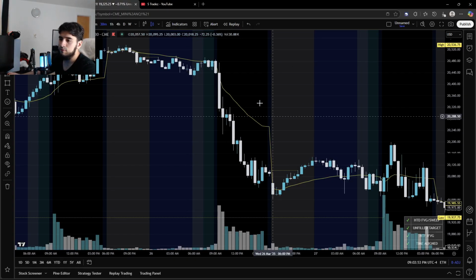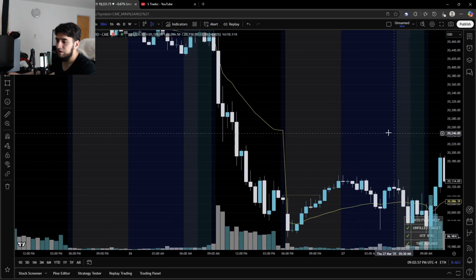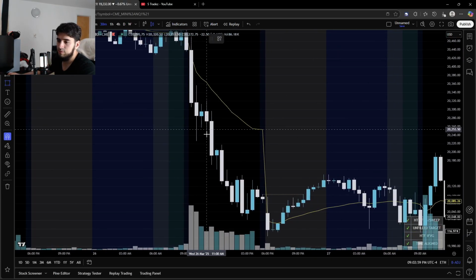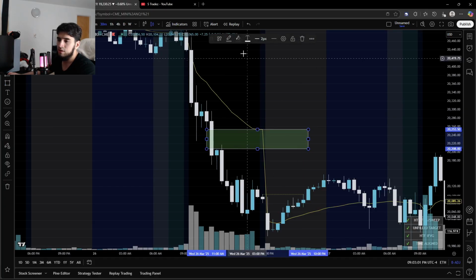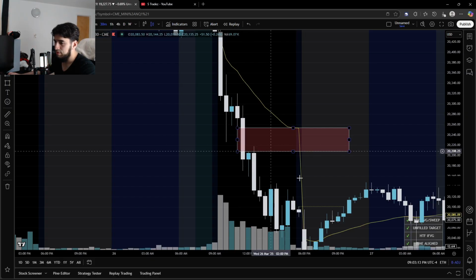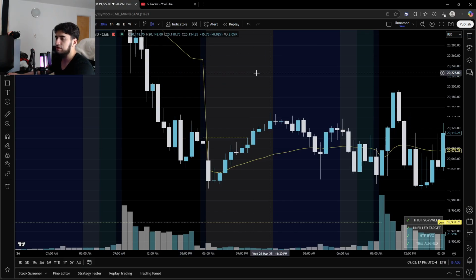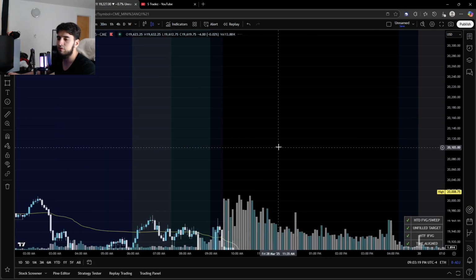So for example, this is a 30-minute time frame. We have a lot of fair value gaps. Right here we have this bearish fair value gap. Price creates this three candlestick pattern formation, ends up tapping it and going lower. So this constantly keeps happening on every single time frame. Let's go on a lower time frame. Let's go on a 5-minute.